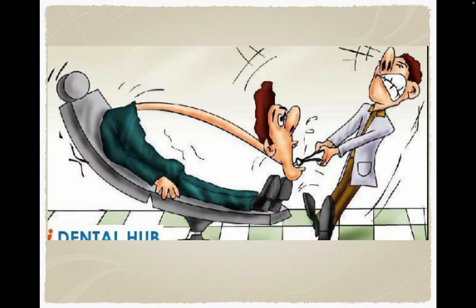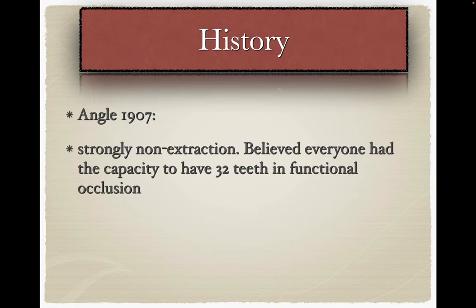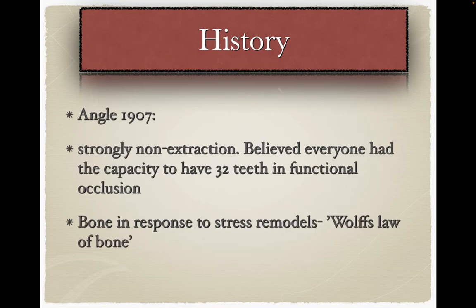So extraction versus non-extraction is an endless dilemma. It's been there forever, whether we should take teeth or not. Angle, when he started doing his orthodontic treatment, was strongly against any extraction of teeth. He believed that the patient should have 32 teeth functioning in the mouth. He based that on Wolff's law of bone expansion. So he believed that the teeth can cause the bone to expand to accommodate the crowding that is there. He believed that all the teeth, even the wisdom teeth, should be there. Angle was very powerful at the time, so no one could argue with Angle.